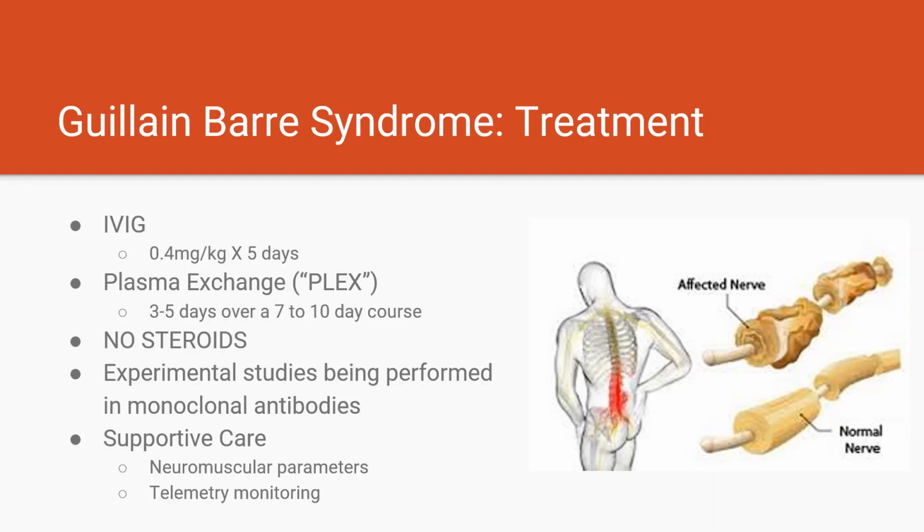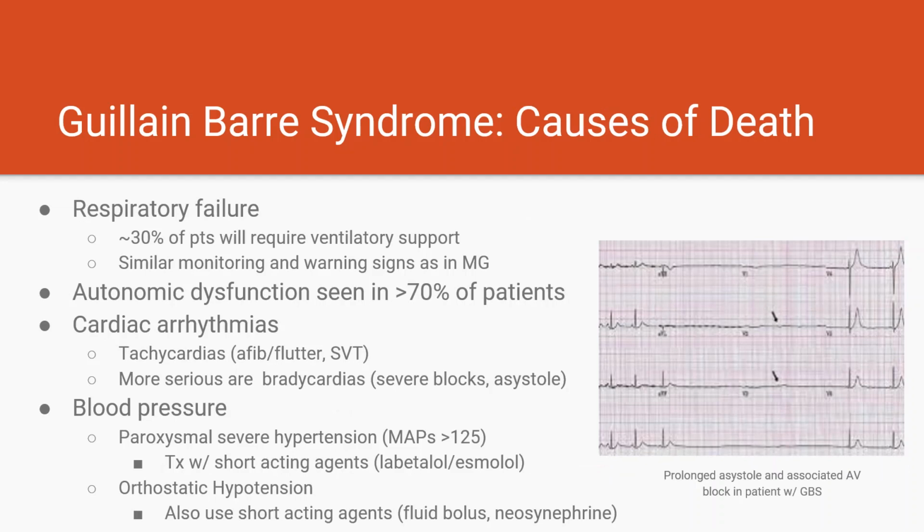So supportive care is really important. But let's talk about some of those things that kill you in Guillain-Barré. Like in myasthenia, Guillain-Barré syndrome can affect the diaphragm and other respiratory muscles, leading to respiratory failure. So neuromuscular parameters and monitoring with things like FVCs and NIFs should be performed throughout the hospitalization, just like we would in a myasthenic patient.